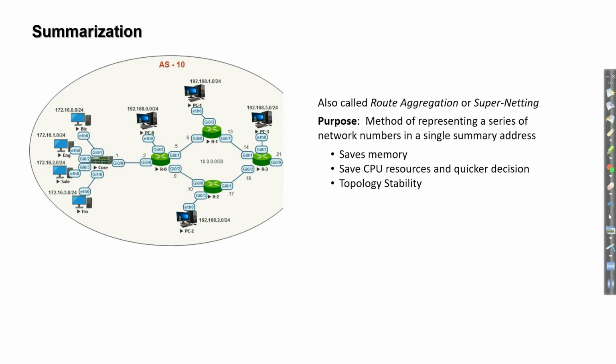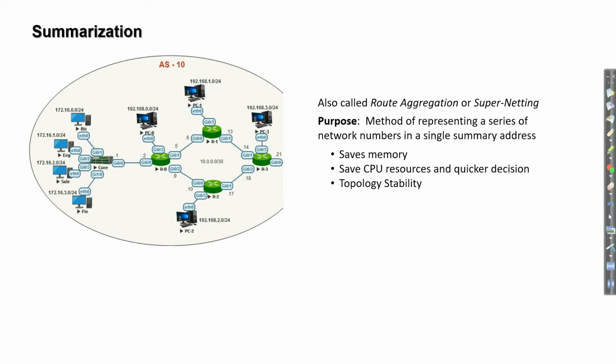Summarization is also called route aggregation or supernetting. Its purpose is to reduce the number of routes that the router must maintain, because it's a method of representing a series of networks in a single summary address. Some of the advantages are saving memory, because there are fewer routes to maintain in the routing table. Next is saving CPU resources and making quicker decisions, because the router has to evaluate packets against fewer entries in the routing table.